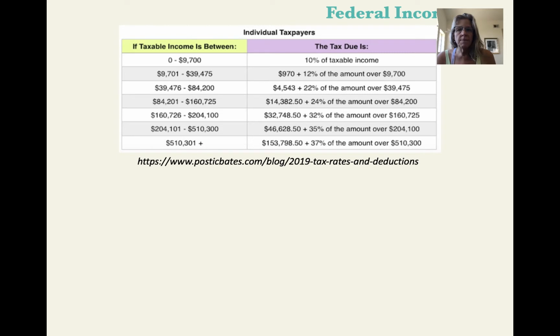First of all, let's look at the individual income tax. These are the tax rates for 2019. At the lowest level, when taxable income is between 0 and 9,700, you're taxed at 10%. But at the next level, between 9,701 and 39,475, you're taxed at 12%. And you can see that on the amount over $510,000, you're taxed at 37%.